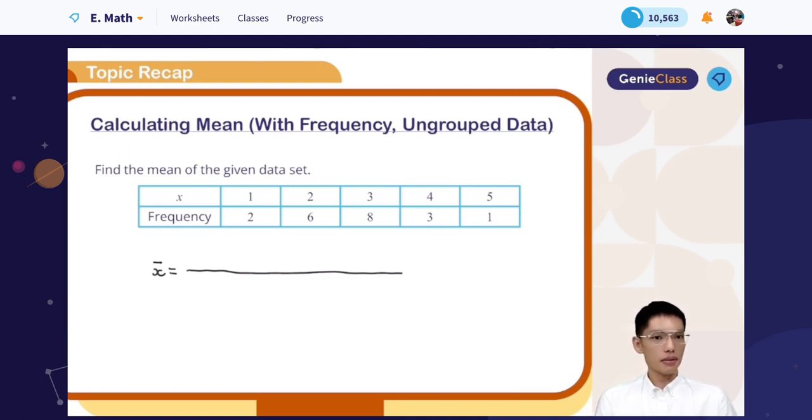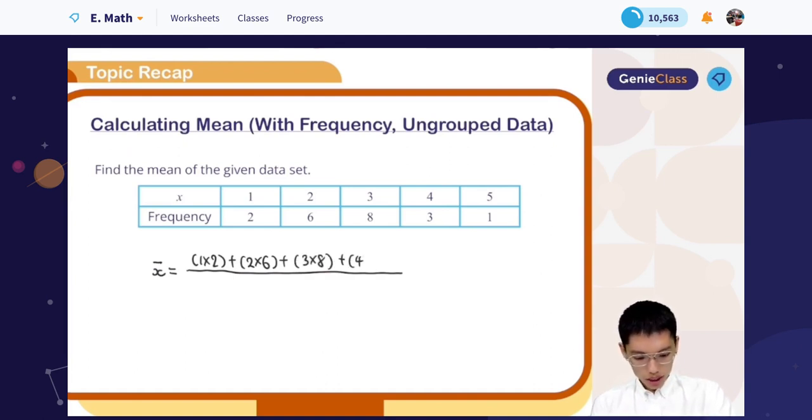All right, okay, I think I see some responses. So realize, how do we calculate this? I hope you all recall. This tells us what? Interpret. There are 2 1s, 6 2s, 8 3s, and so on for this data set. So to calculate the total sum of values is going to be 1 times 2 plus 2 times 6 plus 3 times 8 plus 4 times 3 plus 5 times 1.